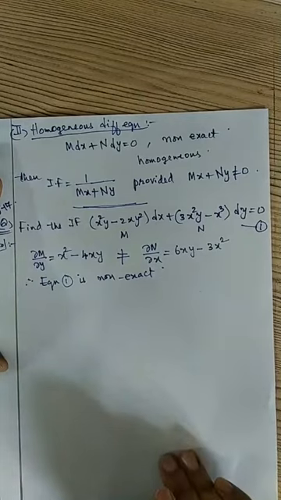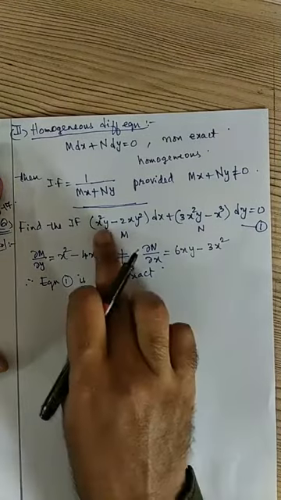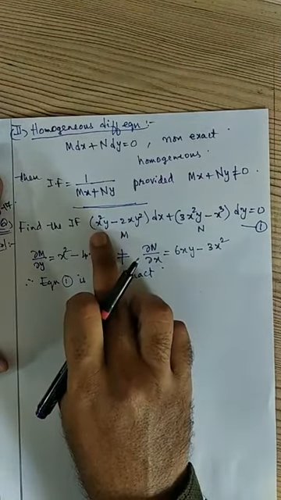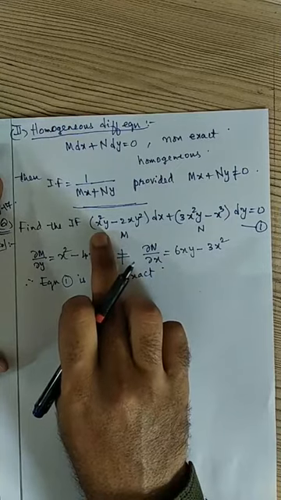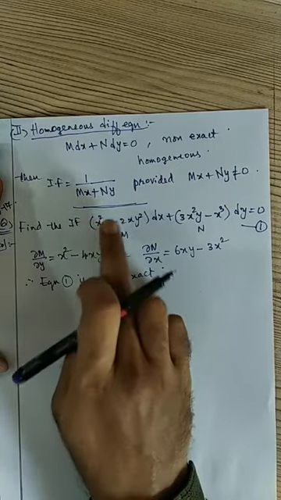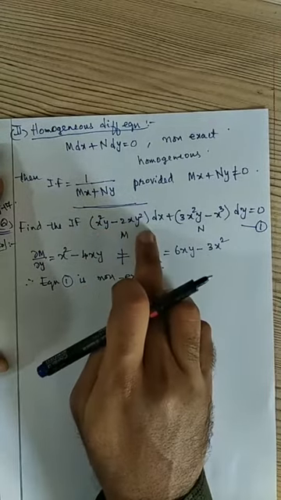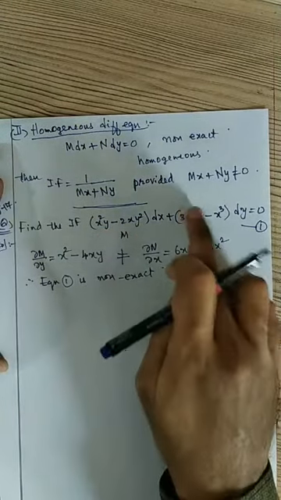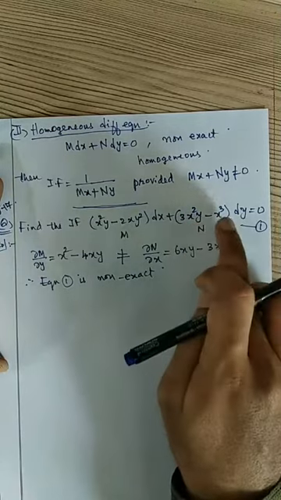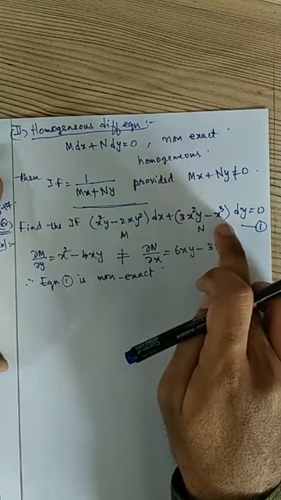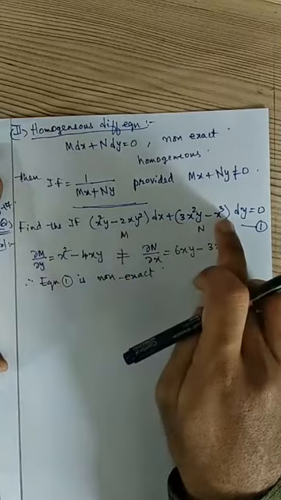But one property is there in the equation, which is if you observe each term, the total power of variable is same. You observe this term, x power 2, y power 1. The total power is 3. You observe this term, x power 1, y power 2. Total power is 3. x power 2, y power 1. Total power is 3. And x power 3. Total power is 3. So in each term, total power of variable is same.